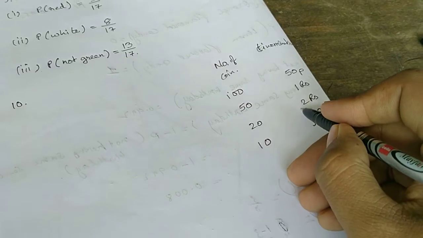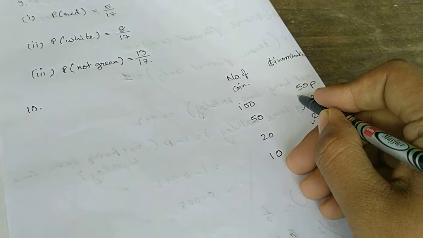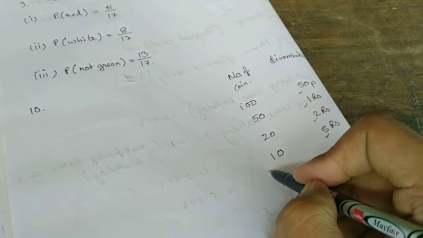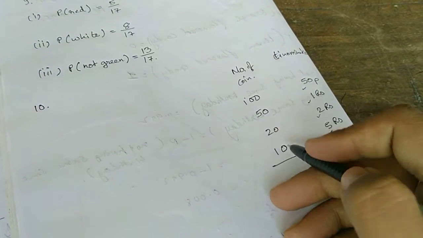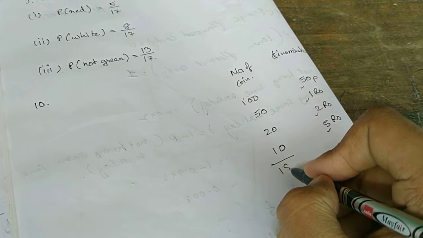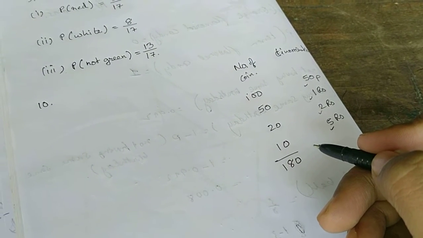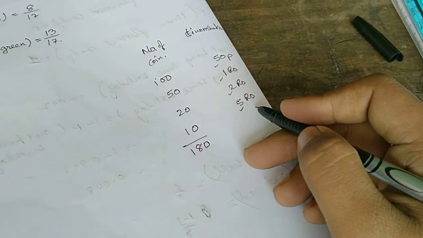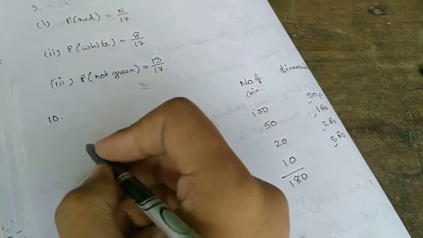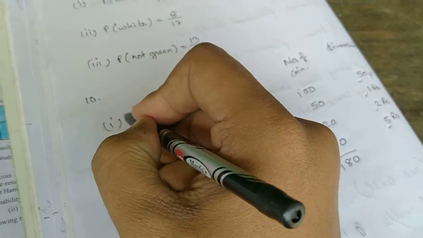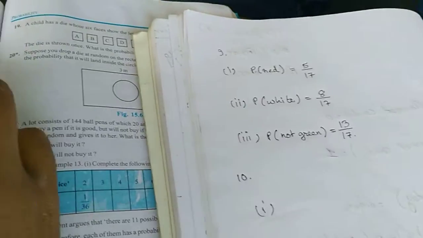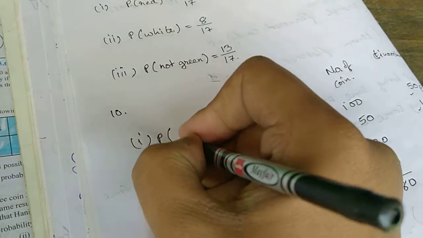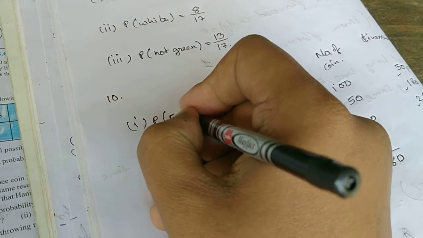5 rupees coins are there, 2 rupees coins are there, 1 rupee coins are there, and 50 paisa coins are there. And how many coins are there in total? That means 180. 180 total coins are there. Now question number 10, part 1 will be the 50 paisa coin. So the probability of a 50 paisa coin.